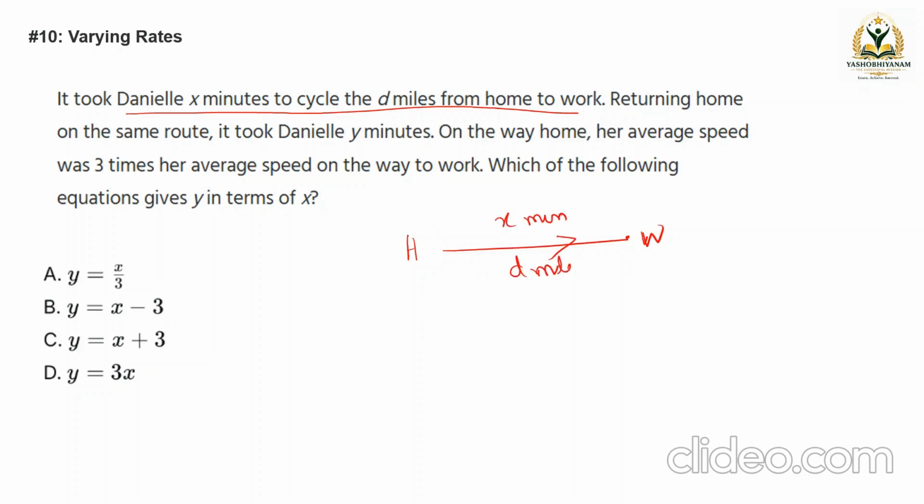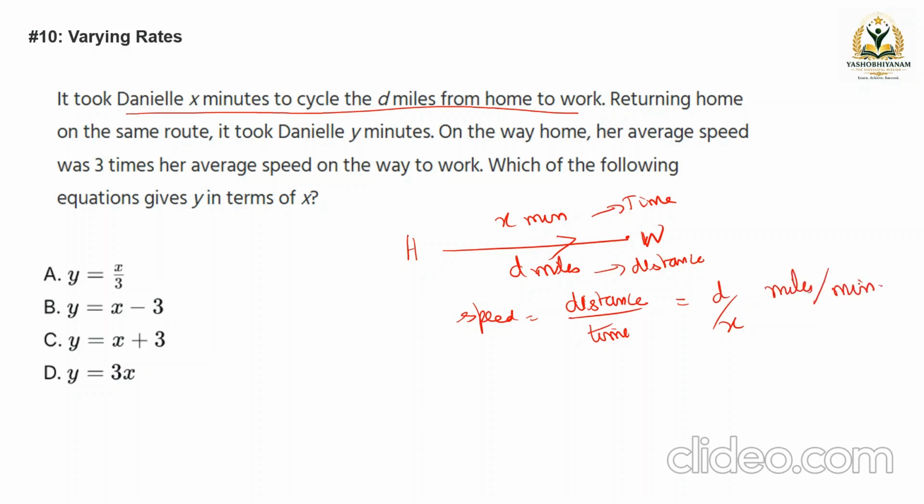So the moment you have time and distance, then immediately you should be thinking of speed. Speed is nothing but distance over time. What is that ratio that relates distance and time? That's speed. So distance over time, this has to be d over x, this is the speed at which this fellow is traveling, miles per minute, right? So this is Daniel's speed. The rate at which Daniel would travel would be d over x miles per minute.